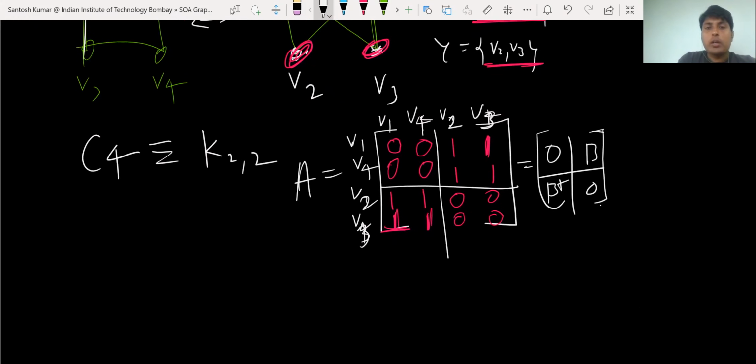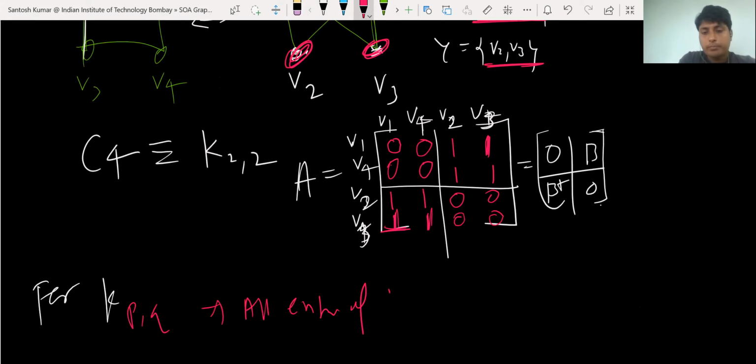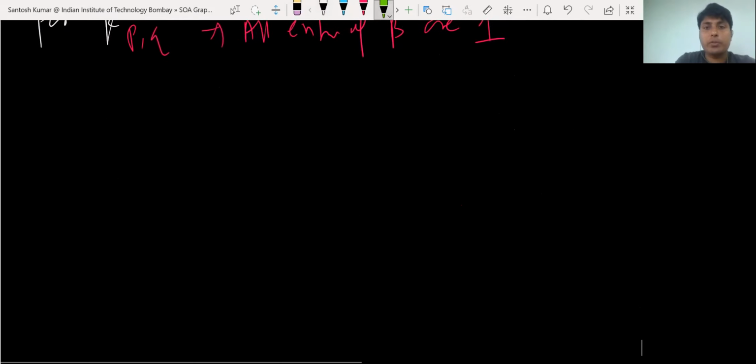Okay, so you take any complete bipartite graph, you can write that adjacency matrix like this. And one more property is, for K_{m,n} or K_{p,q}, where K_{p,q} means complete bipartite graph, all entries of B are 1. You will see that B has all entries 1. Why? Because of being complete bipartite. So let me give you one more example, so there is no confusion.